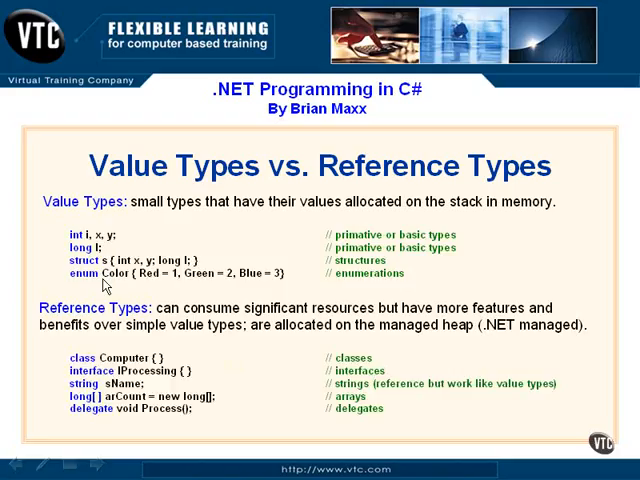Reference types, on the other hand, deal with your classes, your interfaces, your strings, because strings are reference types. They work like value types, but they're reference types. Your arrays and delegates, for example. These are your typical reference types.